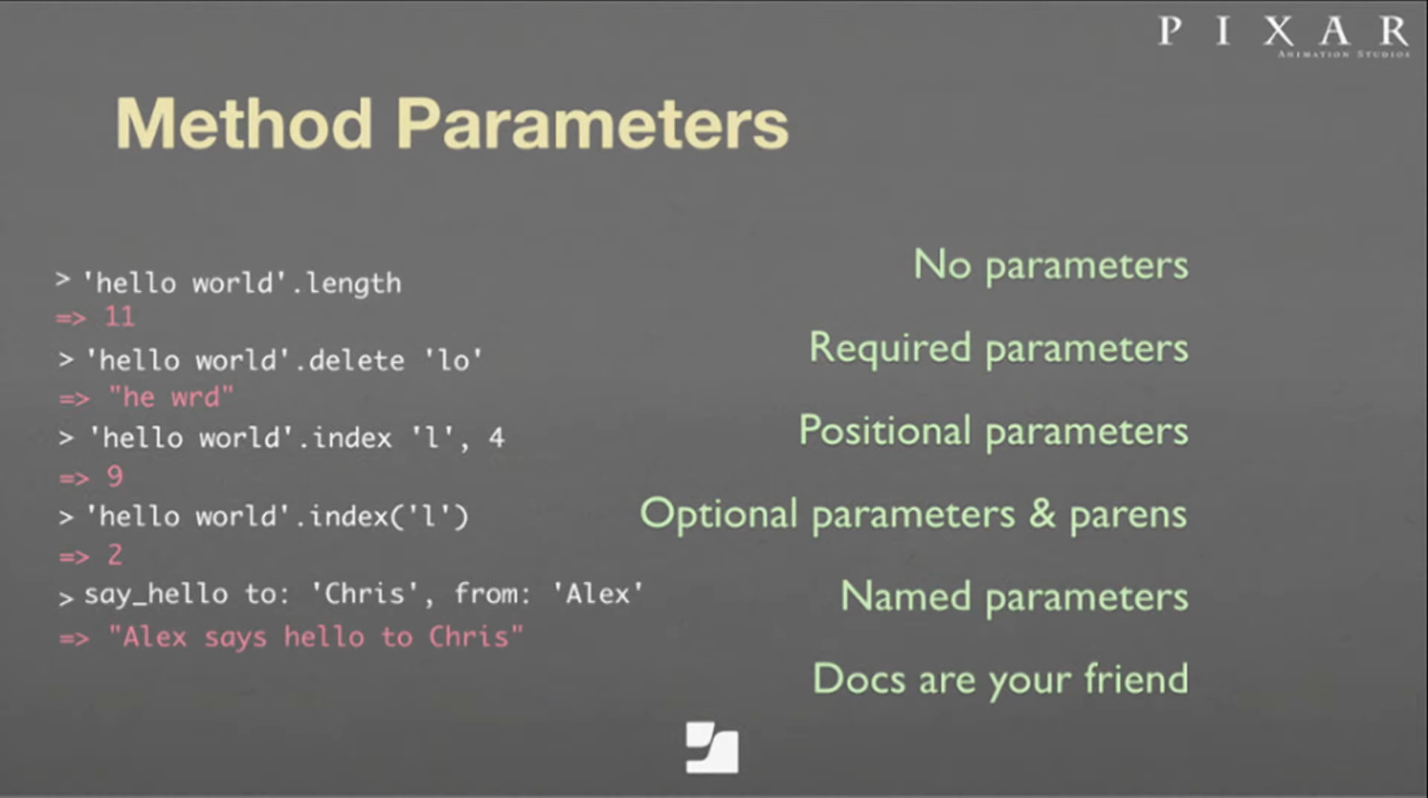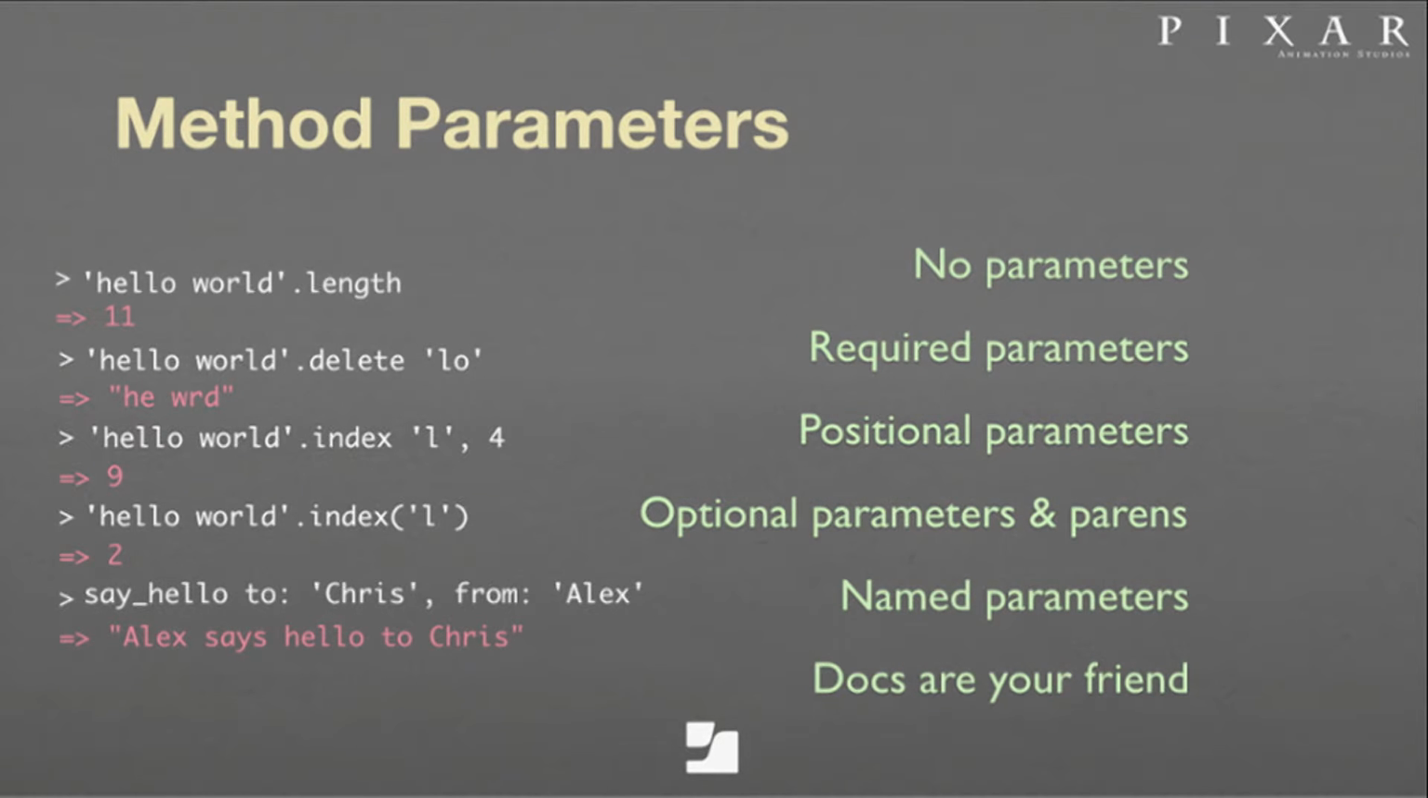The delete method will delete all the instances of the letters within the string that you pass to it. So in this case, we're deleting the L's and O's from hello world. It needs that one parameter. The index method returns the index of the first character starting at the second parameter. So starting at the 4th position, what's the position of the first L? And it is 9. But this second one is optional. You don't have to have it there. You can just use the L and it'll start at the beginning and we get 2.